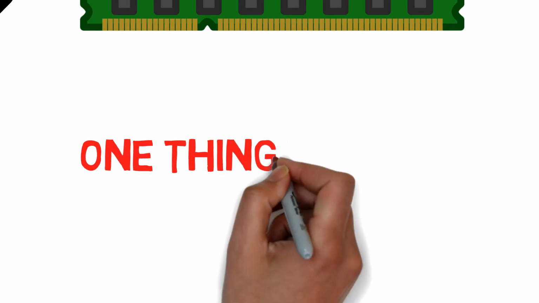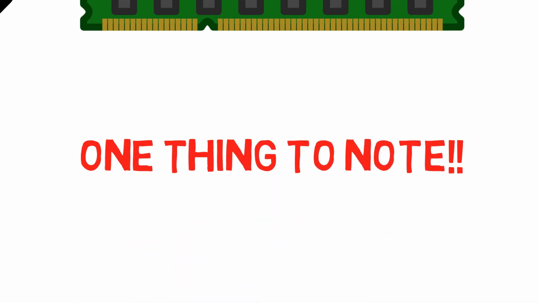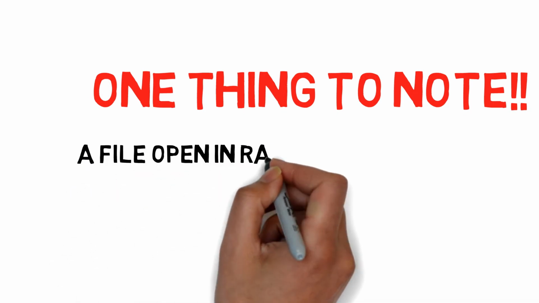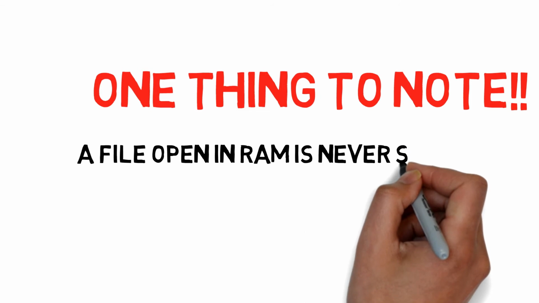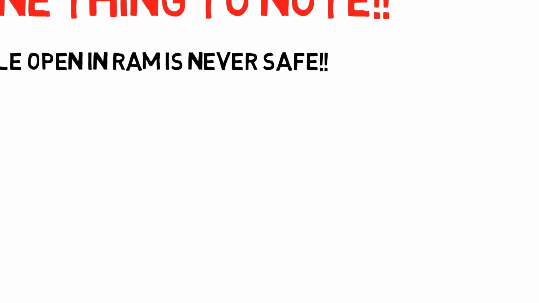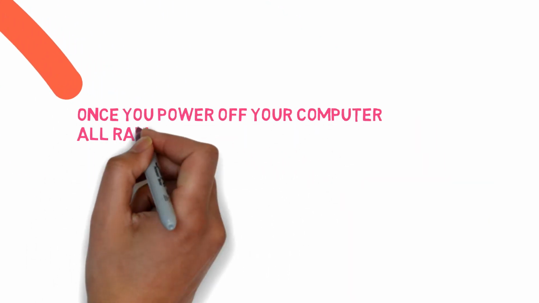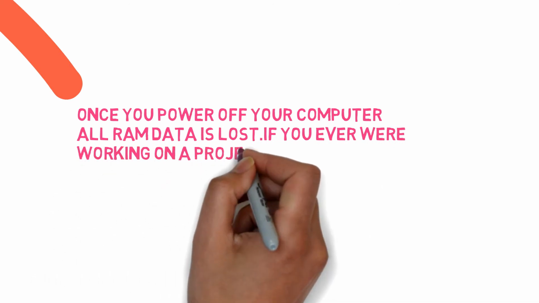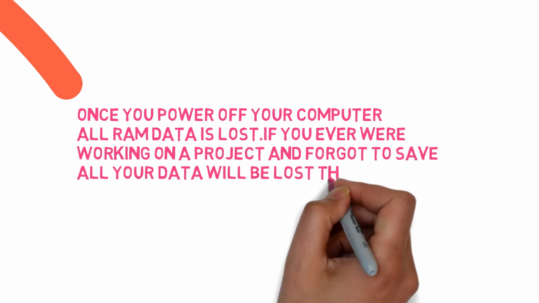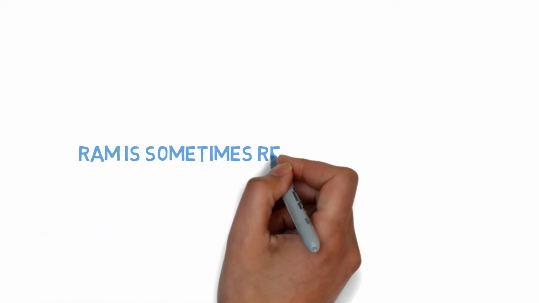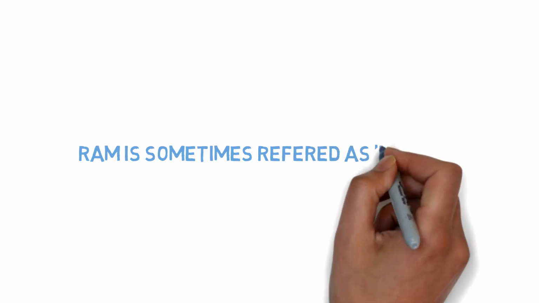But wait, one important thing to note: a file open in your RAM is never safe. Once you power off your computer, all RAM data is lost. If you were ever working on a project and forgot to save, all your data will be lost. This is because you're working on RAM. RAM is often referred to as memory.